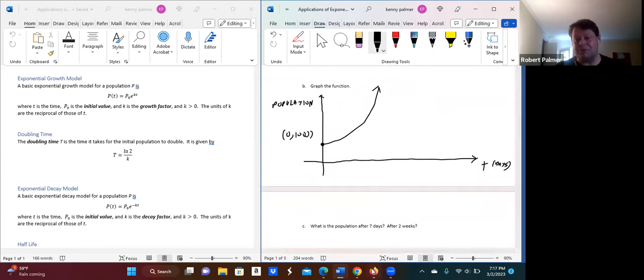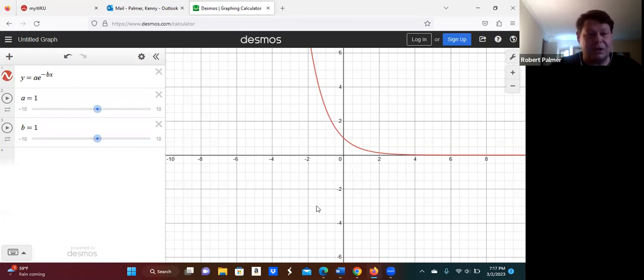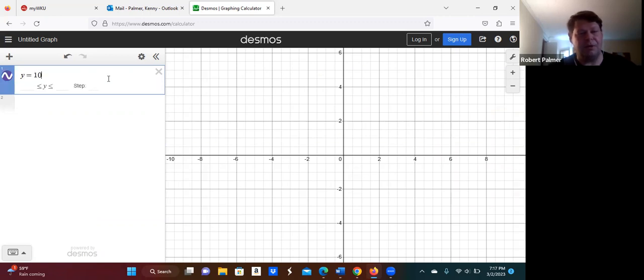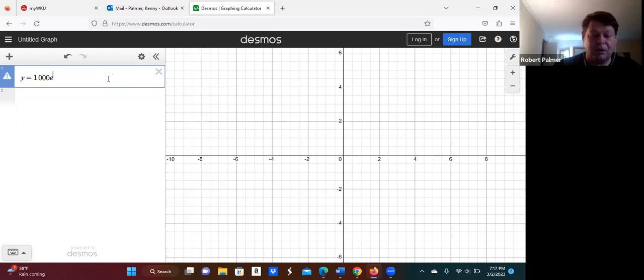Now let's go to Desmos and take a look at this one. Let's actually get rid of these. So we have y equals 1,000 times e raised to the, here, I'm going to use parentheses to make sure, 0.00.